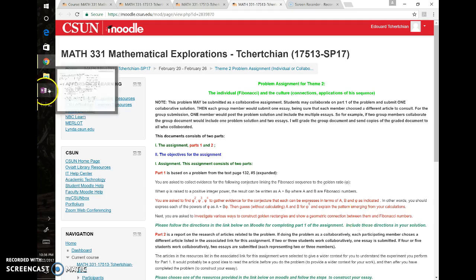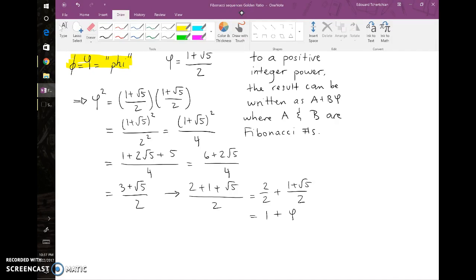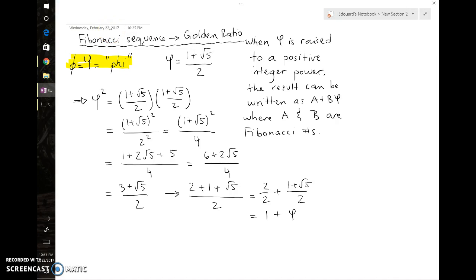So if we take a look here, what we have is phi, our golden ratio, our special number phi, and I'm quickly going to remind you here that our Fibonacci sequence is denoted, I'll do it here on the side, 1, 1, 2, 3, 5, 8, 13, 21, etc. So to get the next number, you just add the previous two.